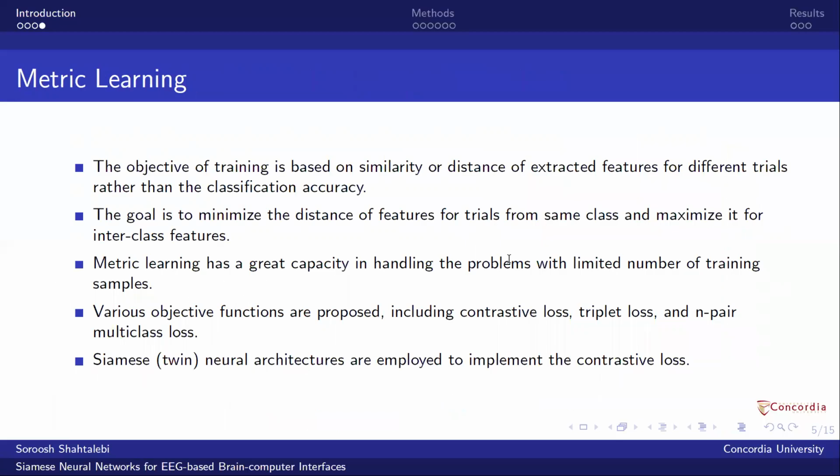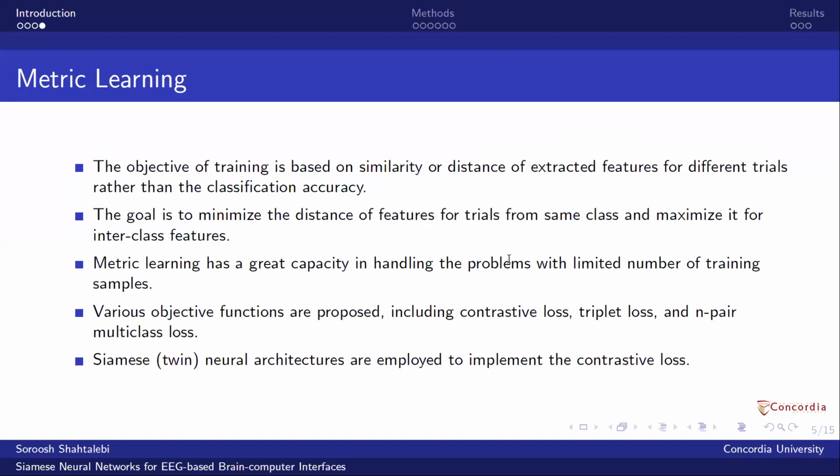The problem in EEG processing is that EEG signals are so noisy, and extracting the information that we are looking for is really hard. So we need to come up with sophisticated processing frameworks for this purpose. The approach that we're taking in this work is metric learning. In metric learning, we are designing a neural network that can extract embeddings or features out of the EEG signals. Then the purpose of metric learning is to manage the features in a way that we have maximum distance for interclass features and a minimum distance for features from the same class.